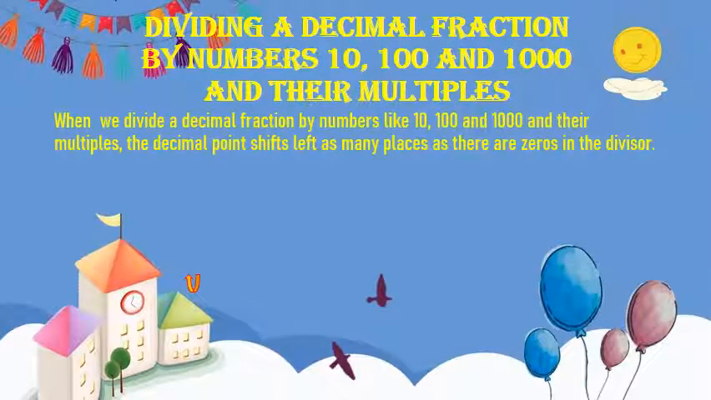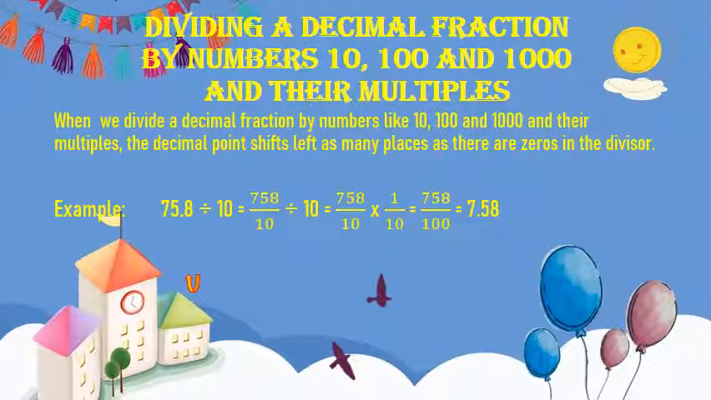Children, when we divide a decimal fraction by numbers like 10, 100, 1000 and their multiples, the decimal point shifts left as many places as there are zeros in the divisor. And you know children, this is the opposite of what happens when a decimal fraction is multiplied by 10, 100 and so on. So let's understand this with the help of an example.